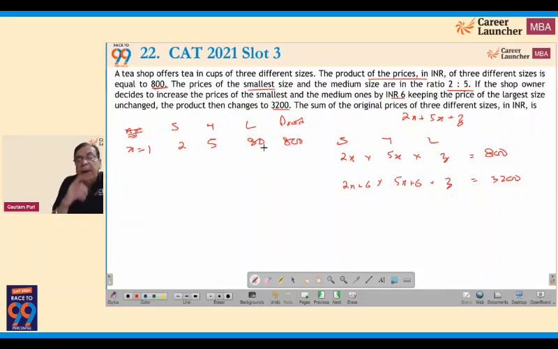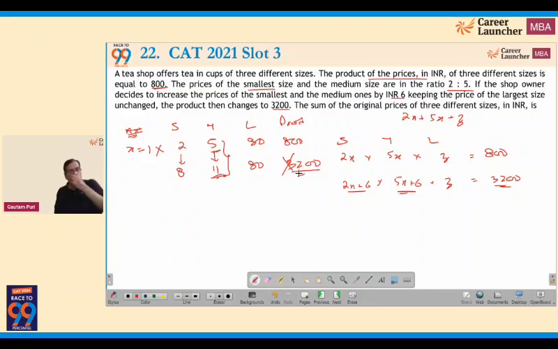Okay. But what is the second case? 2x plus 6 and 5x plus 6. If this increases by 6, this becomes 8. This increases by 6, this becomes 11. The product with 80: is the product equal to 3,200? No. Why? Because 3,200 is not a multiple of 11. So at this stage itself, you should have said x equal to 1 is not possible. Because if this 5 is increased by 6 and becomes 11, then the product cannot be 3,200. Otherwise you can check, 8 into 11 into 80 is not 3,200.